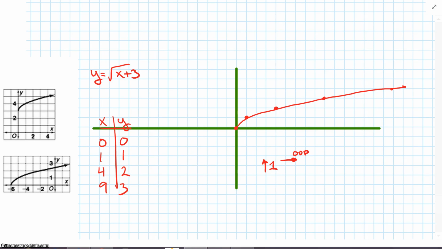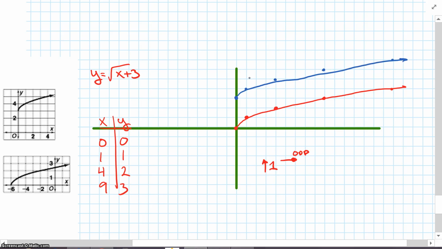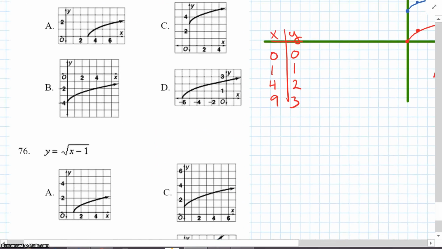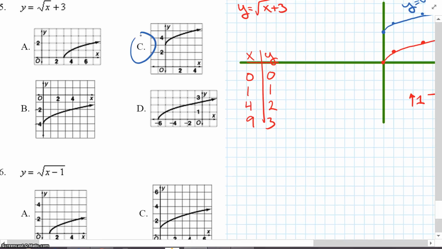But we've got to translate everything up 3. So up 3. 1, 2, 3. So up 1 over 1. Up 1 over 3. Up 1 over 5. Up 1 over 7. And that gives us a perfect y equals the square root of x plus 3. So we don't even need to graph it anymore. So the answer looks like it'd be C.